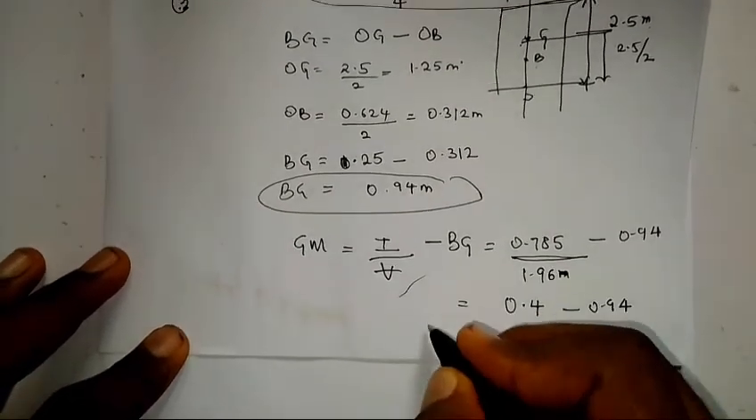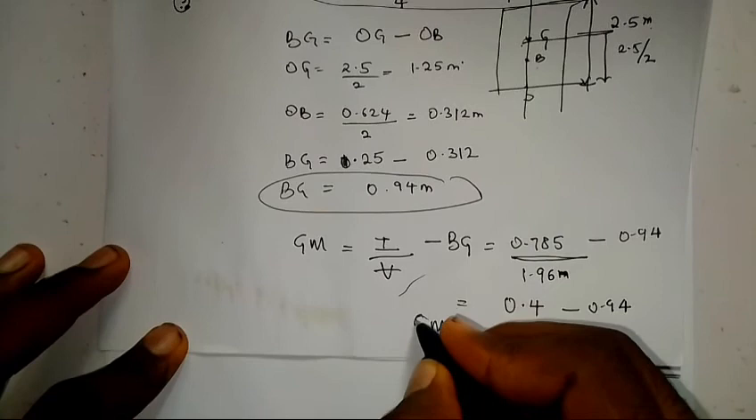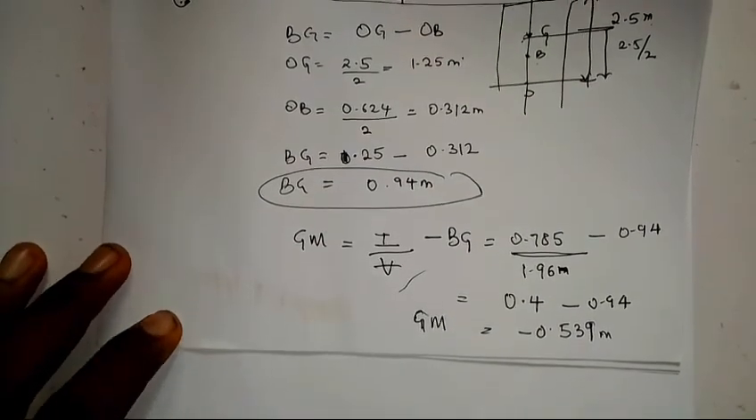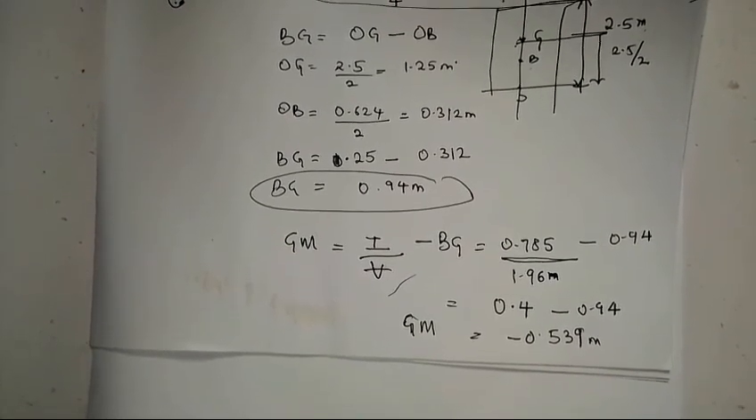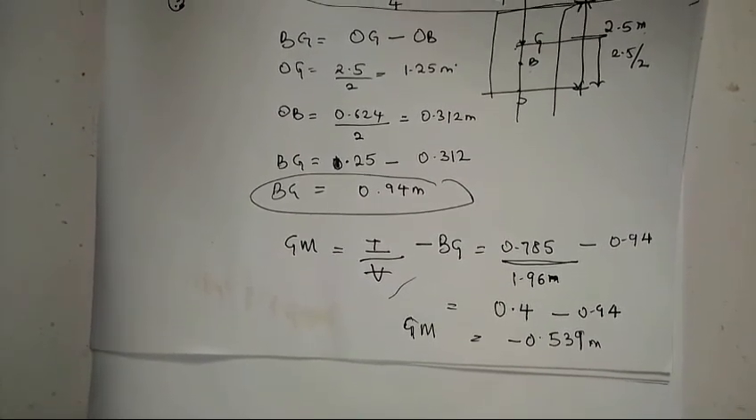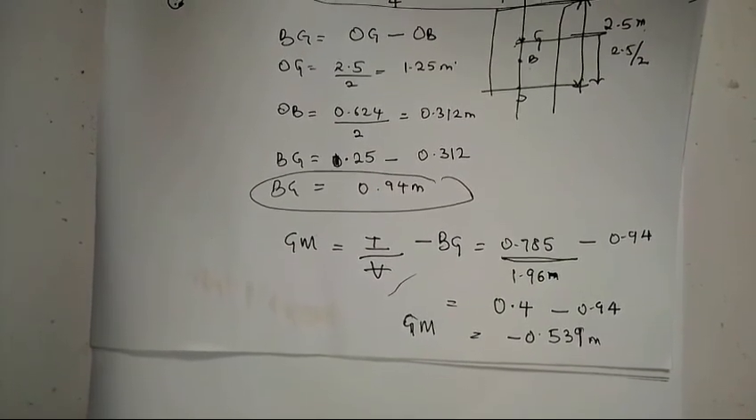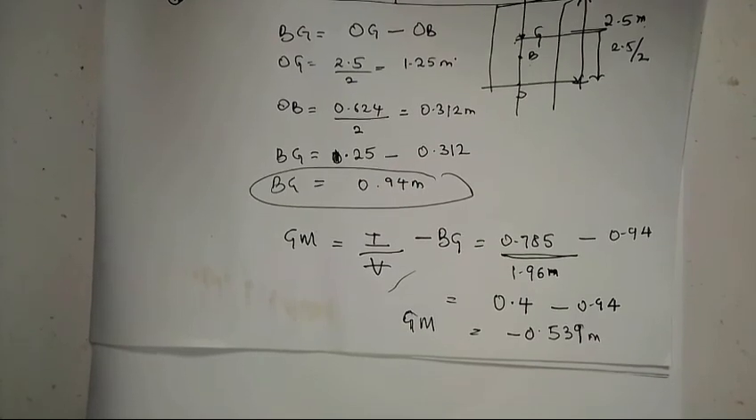Meters. So you see that the question says prove that the body will be unstable. And I said when the metacentric height is negative, the body is unstable, meaning that the center of gravity is below the metacenter.